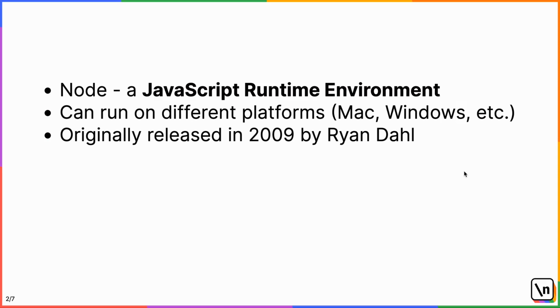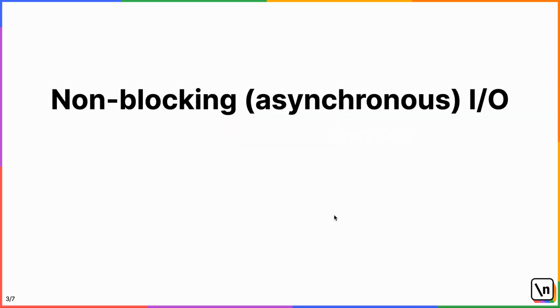Node was originally released in 2009 by Ryan Dahl as a response to how slow web servers were at the time. This is because most web servers would block the input-output task, which would lower throughput. Node changed this model by making all input-output tasks non-blocking and asynchronous.